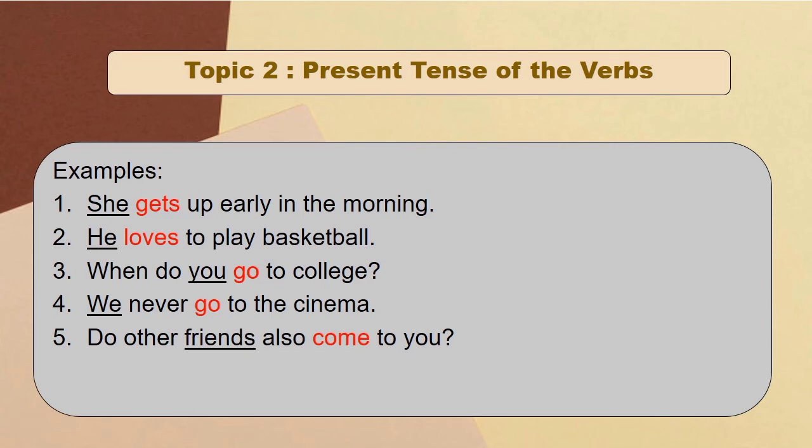When do you go to college? We never go to the cinema. Do other friends also come to you? The subjects you, we, and friends are all plural. Therefore, they use the plural present tense of the verbs go and come.